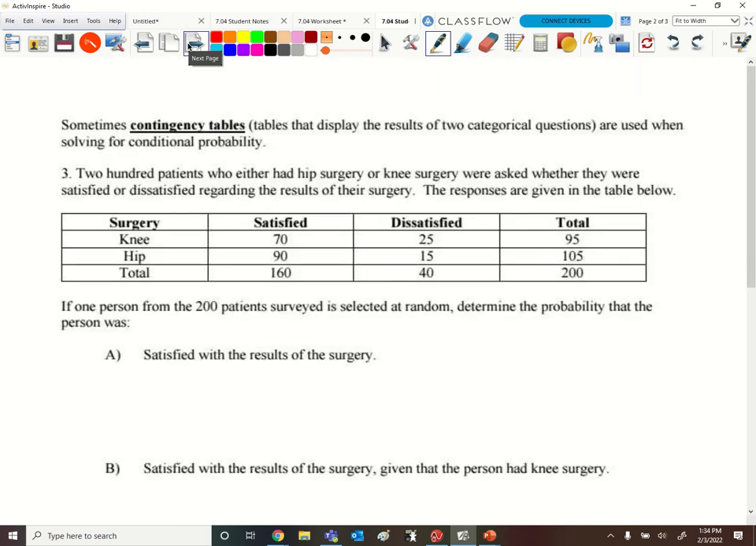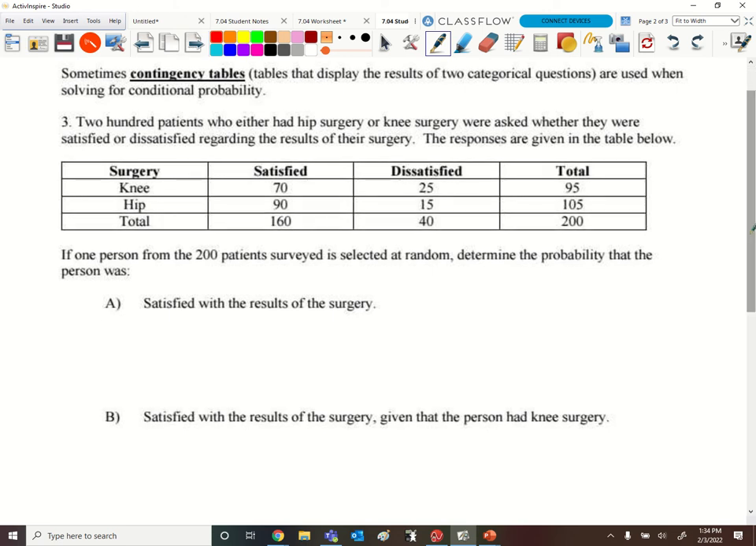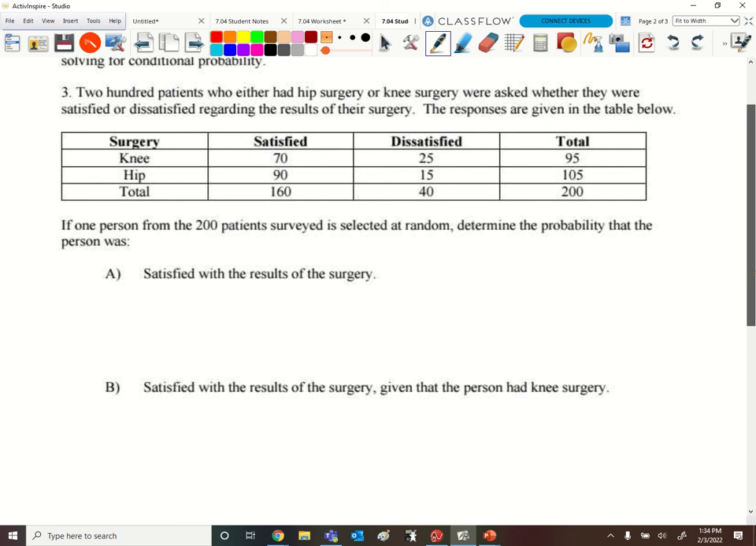Question 3. These ones are better. It's a little bit easier to understand because you don't have to know background knowledge like how many cards are in a deck. So, okay, here it is. 200 patients who either had hip surgery or knee surgery were asked whether they were satisfied or dissatisfied regarding the results of their surgery. The responses are given in the table below. Okay? So, let's take a look.